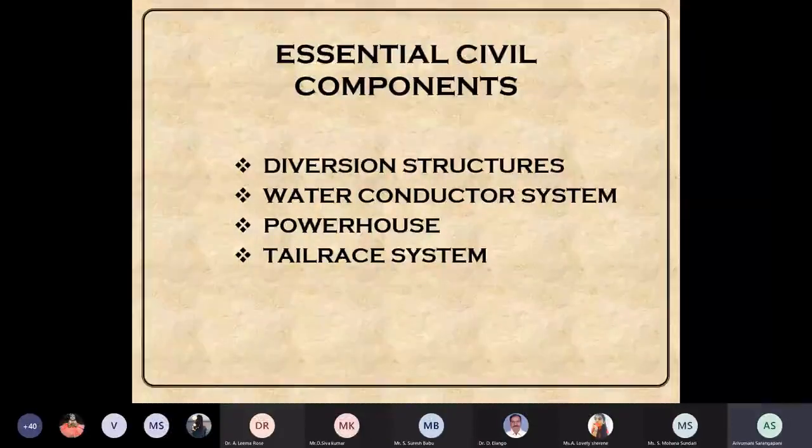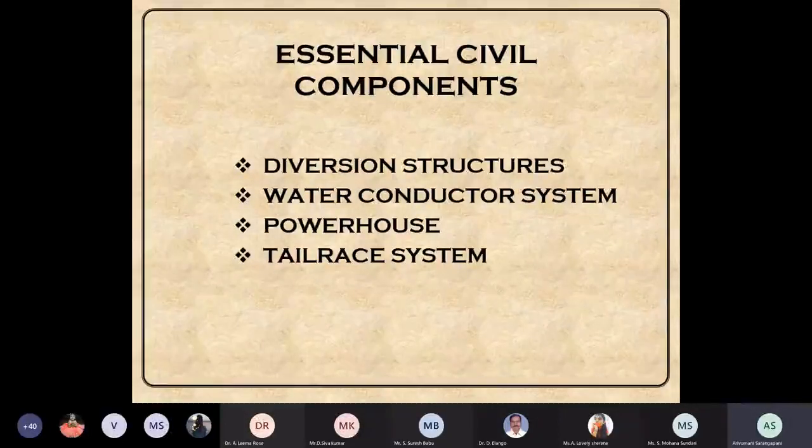Then after the diversion structure comes the water conductor system. It is nothing but wherever the water goes from the diversion structure to the end at the power house, where we have the turbine. These water carrying systems are called the water conductor system. It may be a channel, a tunnel, pipes, penstocks, or a shaft. All of this is covered under the water conductor system.